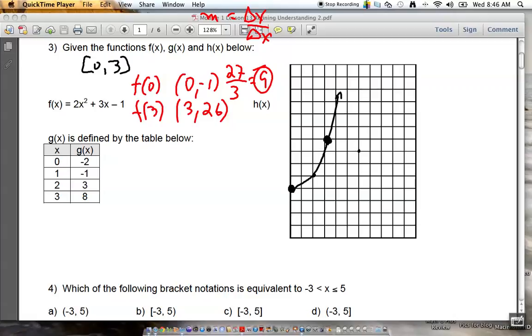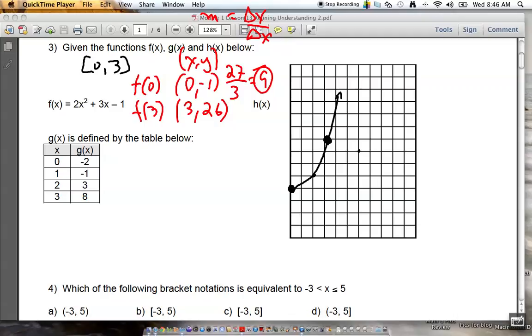One more time. Ready? Look. If you plug in a 0, you get a negative 1. If you plug in a 3, what's 3 squared? 9 times 2 is 18. 3 times 3 is 9. 18 and 9 is 27. Minus 1, 26. Now to do the slope, I got to do change in y over change in x. Remember, any point is always x, y. So I do this minus this, which is 27. This minus this, which is 3. And that reduces to 9.